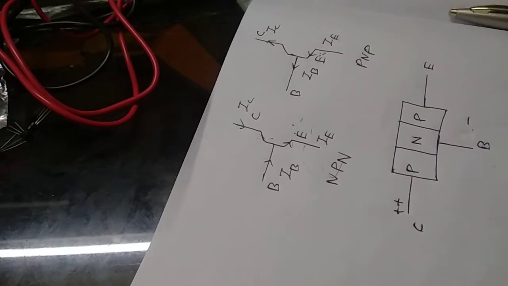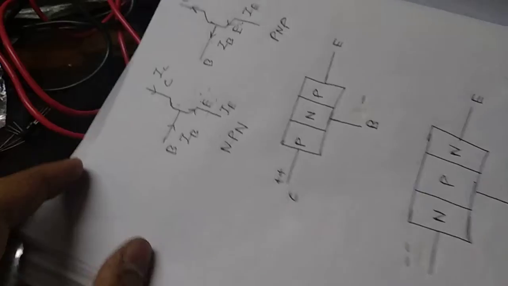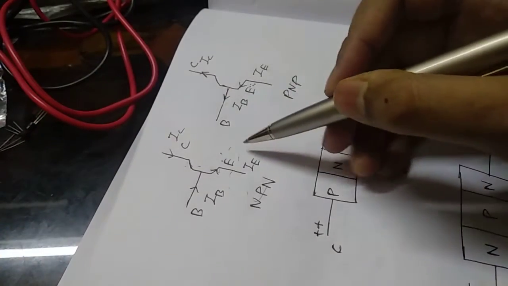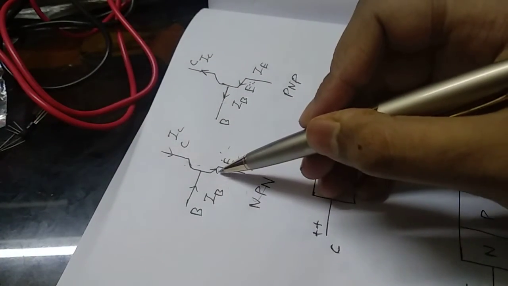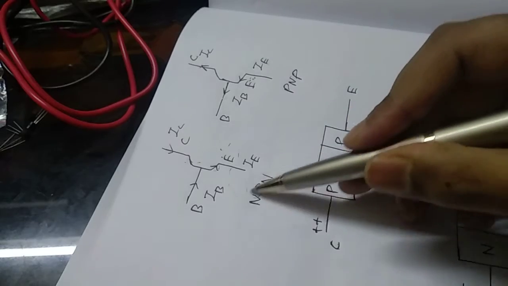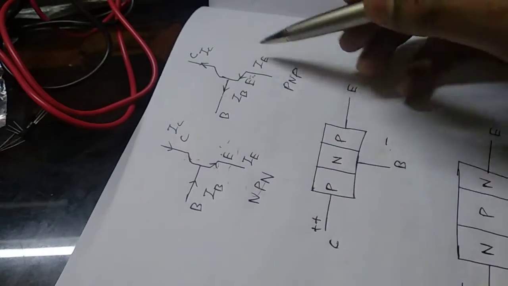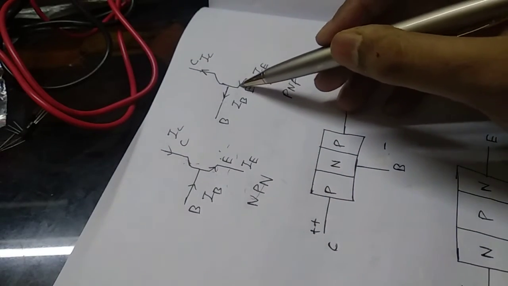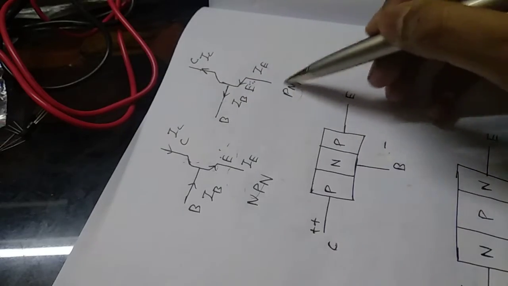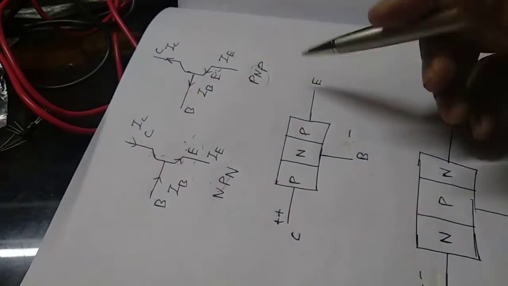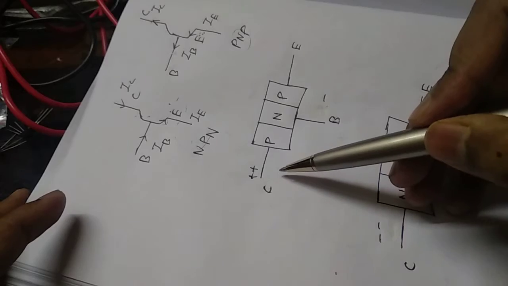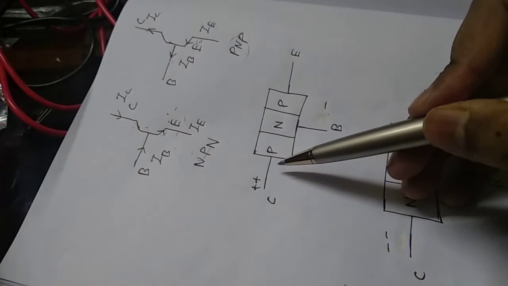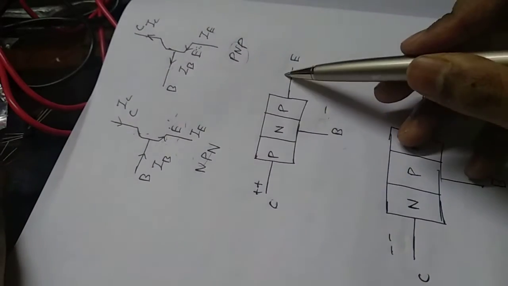So as you can see, when the current is moving out of the emitter, it is called an NPN transistor, and when the current is moving towards the base, it is called a PNP transistor. So internally, it looks like that. So this is the collector, base, and emitter.